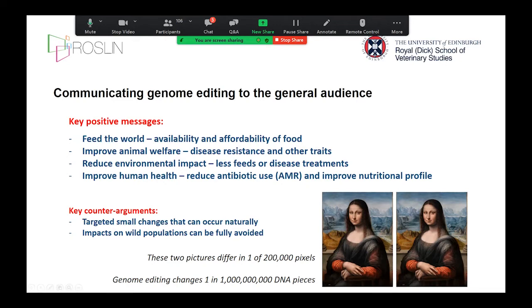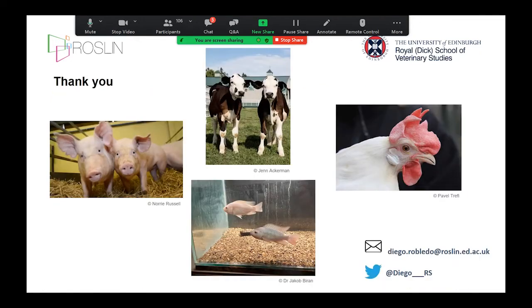I just want to end with pictures of animals, some of them genome edited and some of them not genome edited. You probably won't be able to distinguish them. They look the same, they behave the same, they have the same properties, they're all happy, and all good and beneficial for them when they are edited.